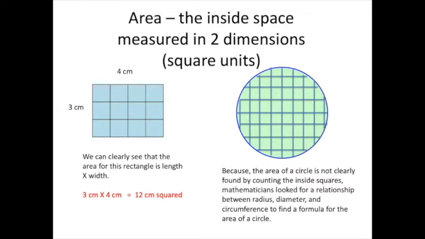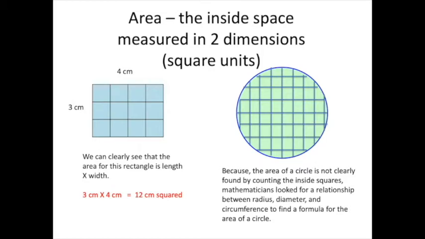Because area is defined as the inside space measured in 2 dimensions, measured in square units, we can easily see how the area for a rectangle is found. We can clearly see from this drawing that when a rectangle is divided into a length of 3 centimeters and a width of 4 centimeters, we are given 12 square centimeters.